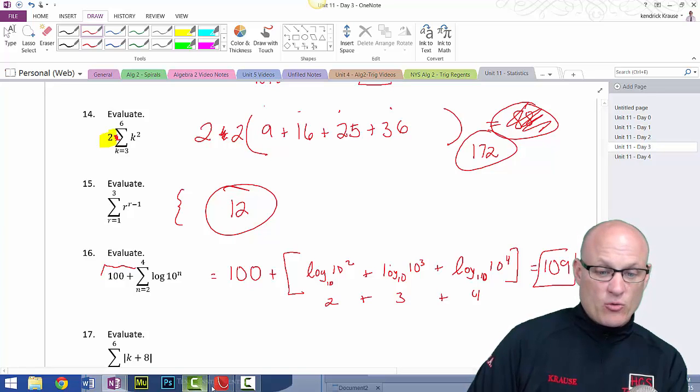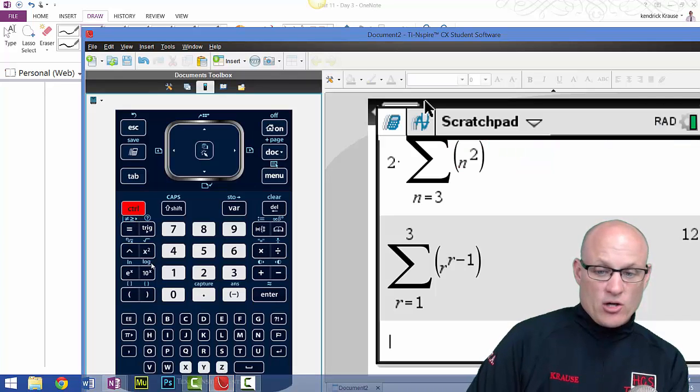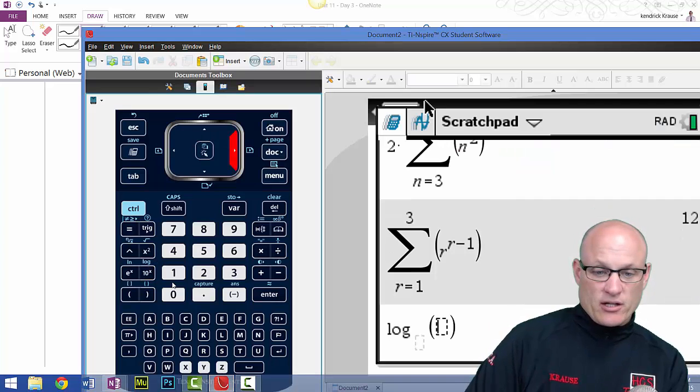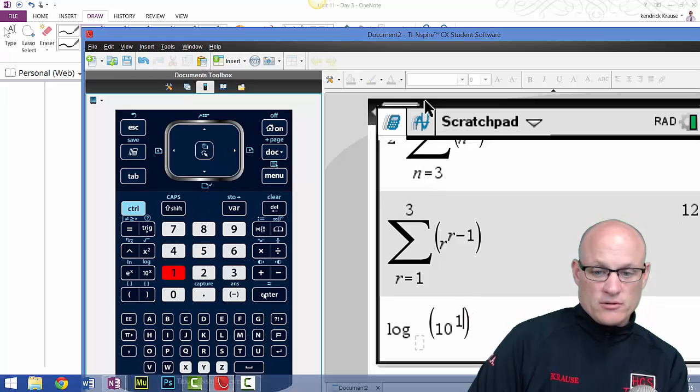Well, many of you don't remember that, oh yeah, log base 10, I don't have to put the 10 in there, of 10 to the first power, it's just 1.